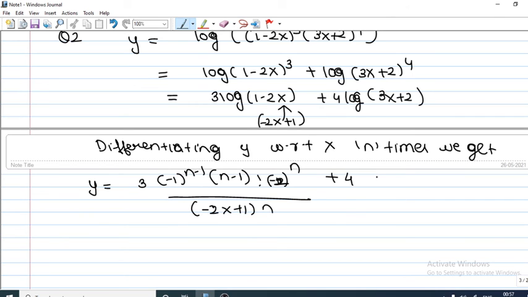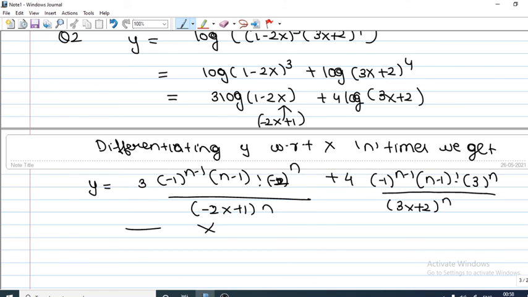Similarly here, 4 minus 1 power n minus 1 into n minus 1 factorial into 3 power n, the whole upon 3x plus 2 the whole power n. After this it is just your simplification, and since you are in such higher engineering classes, I don't need to do that.